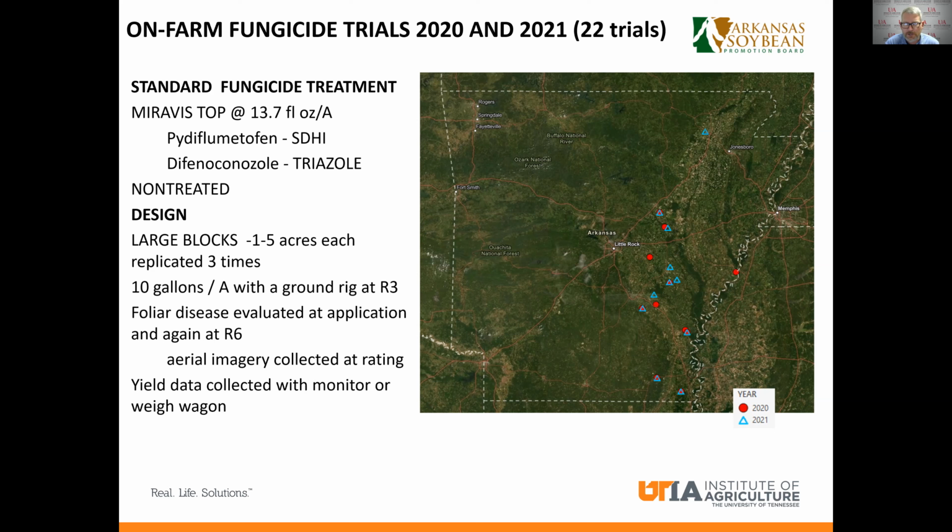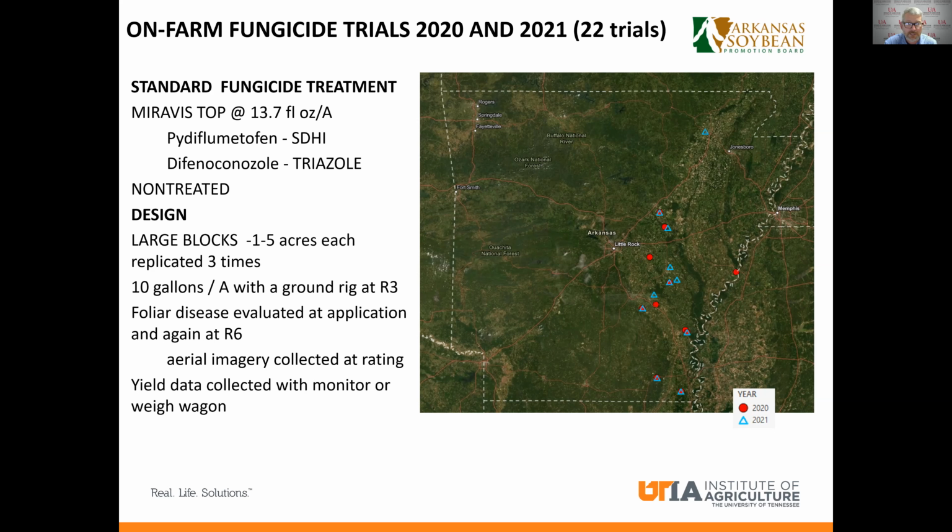Something else about these trials is they're large trials. We have individual large block trials that are replicated. The blocks may be as big as 5-6 acres. The whole trial might be as small as 15 acres, or as large as, say, 60 acres. I think we had one that was almost 60 acres in 2020. We're spraying these large strips, 30 something rows wide, depending on the row spacing, with a ground rig at 10 gallons of water per acre.